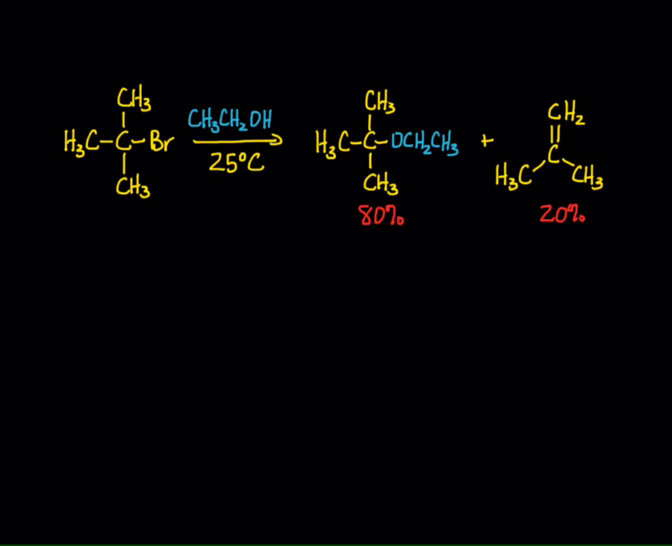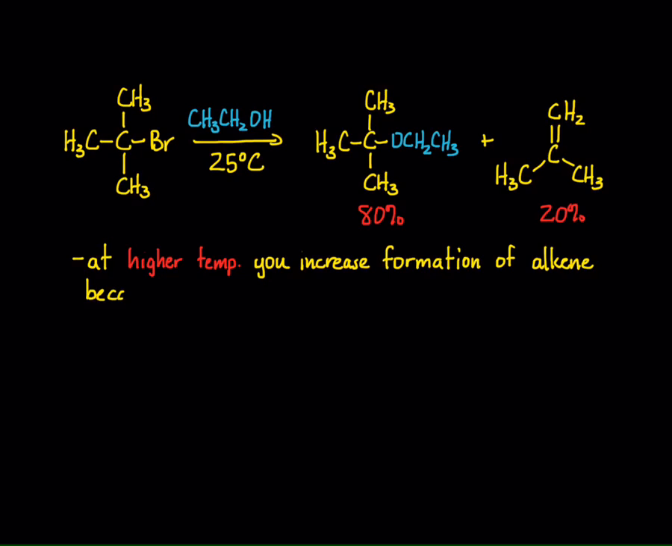Well, how can we promote the formation of the more stable product? Well, we can raise the temperature. And so we see that at higher temperatures, you tend to increase the formation of alkenes because alkenes are usually more stable. And that is one way that we can tweak this system to promote the formation of the alkene. Even with a very weak Bronsted base, alcohols are weak Bronsted bases, we can get more and more formation of the alkene if that's what we want. But at low temperatures, we can get relatively good yields of our substitution product.